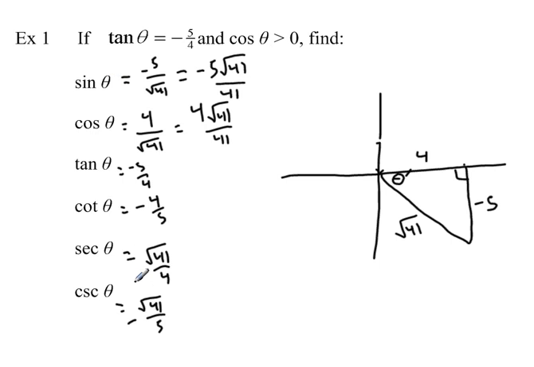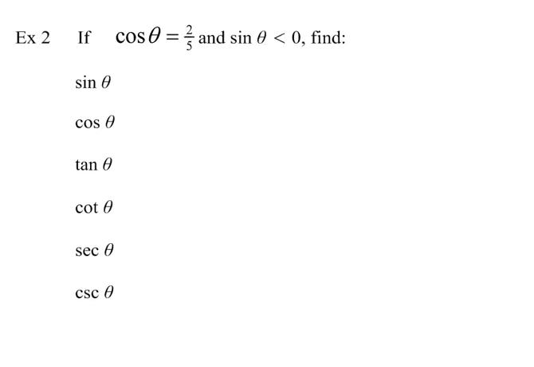So coming up with a 6 answer is relatively easy. Coming up with a diagram, kind of tricky. So let's try one more of those. Cosine of theta equals 2/5. Now that would lead me to believe that the adjacent over hypotenuse would be 2/5.